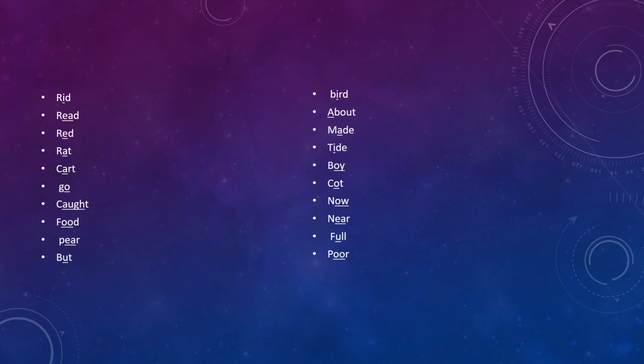Oi as in boy, o as in caught. You have seen the longer version of o in caught, and this is the shorter one, o as in cot. Ow as in now, ear as in near, u as in full. You've seen the longer version, oo as in food, and this is the shorter one, u as in full. And then you have oor as in poor.